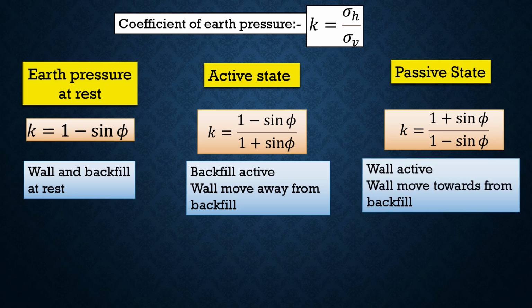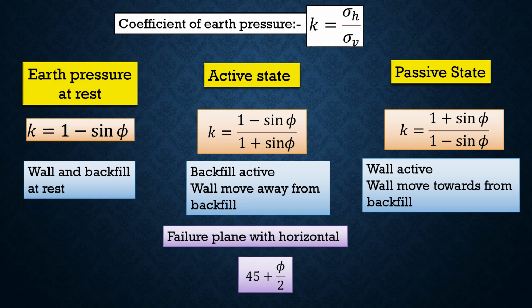Then the second one, passive state. In case of passive, the wall is active, but in case of the active state, the backfill is active. If the wall is active, then the wall moves towards the backfill, and because of the wall movement towards the backfill, the strain is more than in the active state. In case of the passive state, the strain is 2 to 15%.